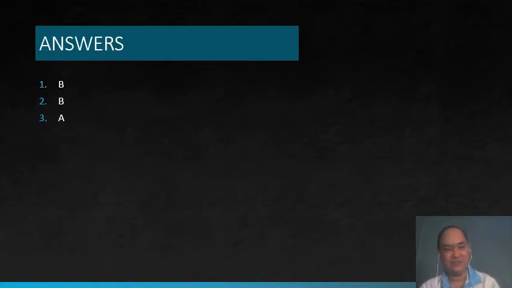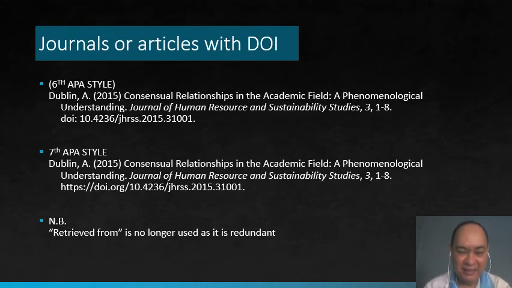So what are the answers for the quick checkup? You have the following. For number 1, the answer is B. Number 2 is B. Number 3 is A. So how much did you get? Did you get a perfect score? Or not? Or did you cheat? Anyway, let's continue. Journal articles or articles with DOI.